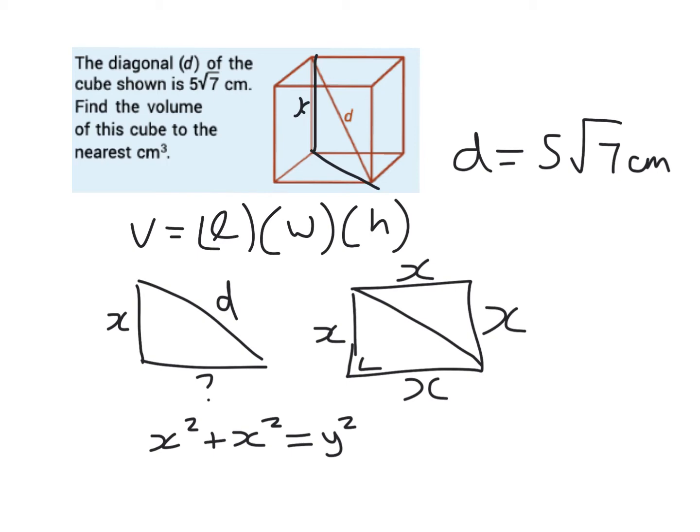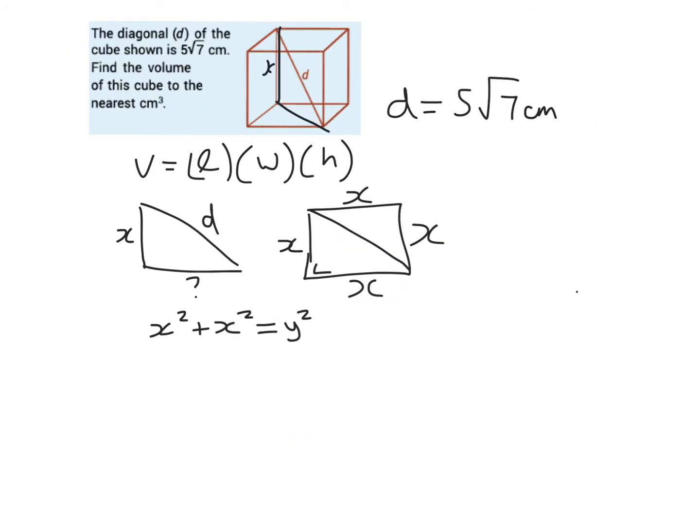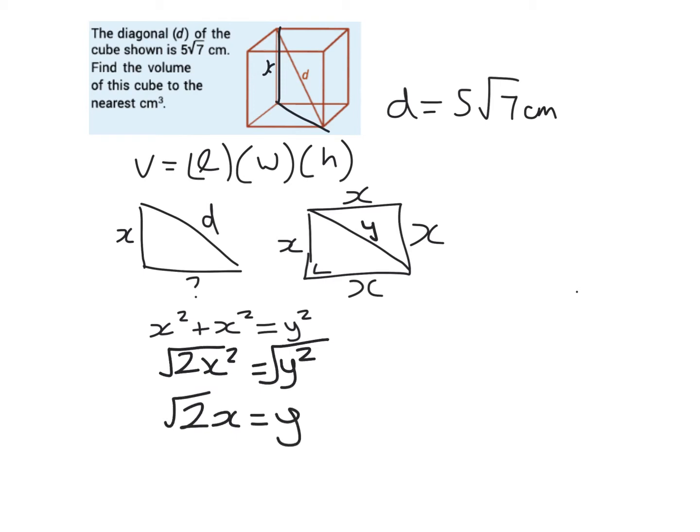So what I'm going to get then is 2x squared is equal to y squared. And if I want to find out what y is equal to, which we're just letting be this hypotenuse, I'm going to root both sides. And what I get is root 2x is equal to y. Okay, so now we have a value for a diagonal.